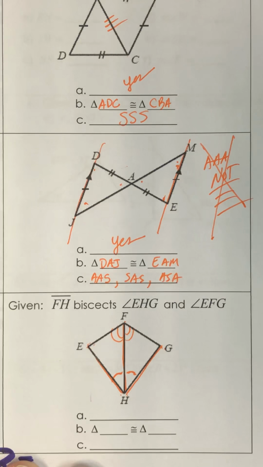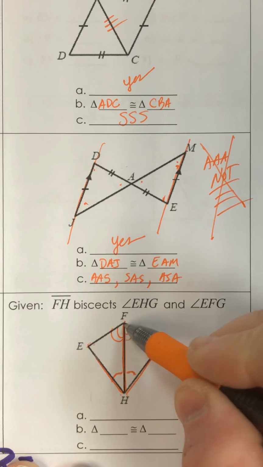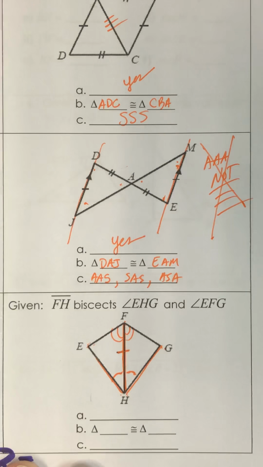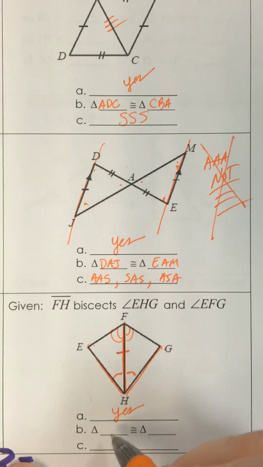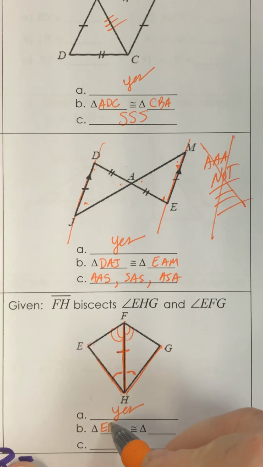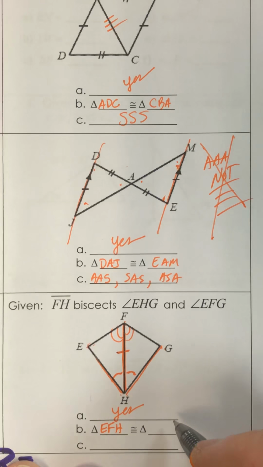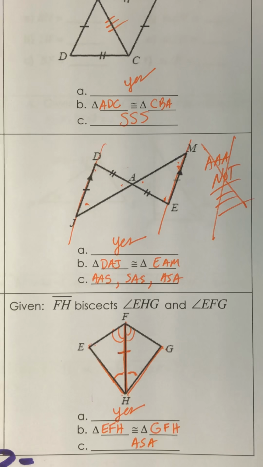So we have two angles. We need maybe a side somewhere. So is there a side that we could find in both triangles? Oh yes, this one that is shared. So we could say the shared side, FH, is congruent to itself. So angle side angle would be a reason. So we'll say yes. We'll say triangle EFH is how I'll do that one. So that means the other one would be GFH, and our reason was angle side angle. Isn't that beautiful?